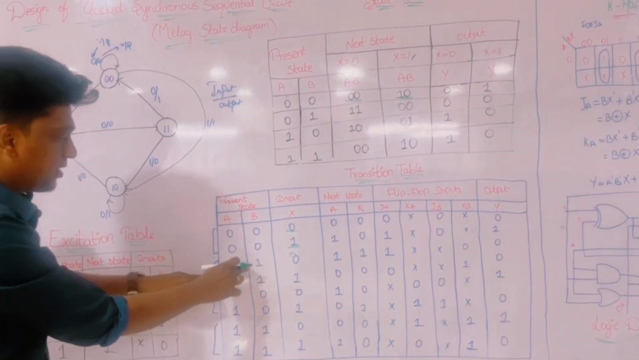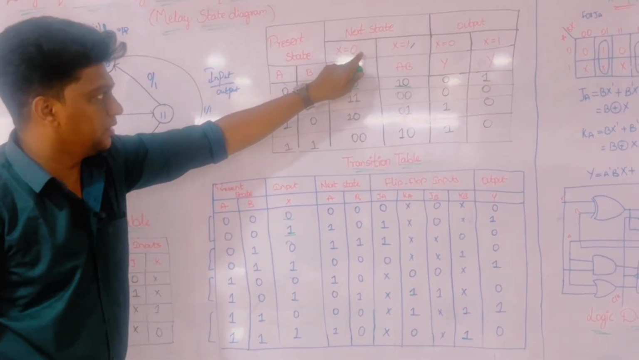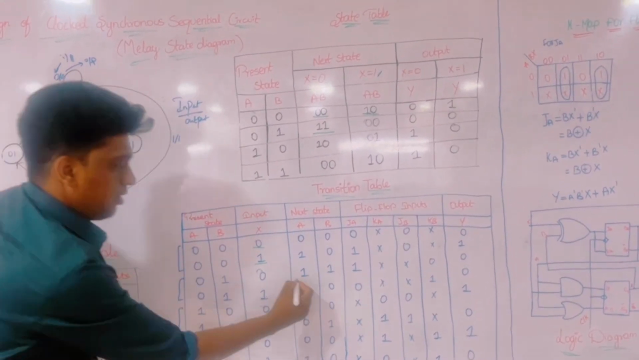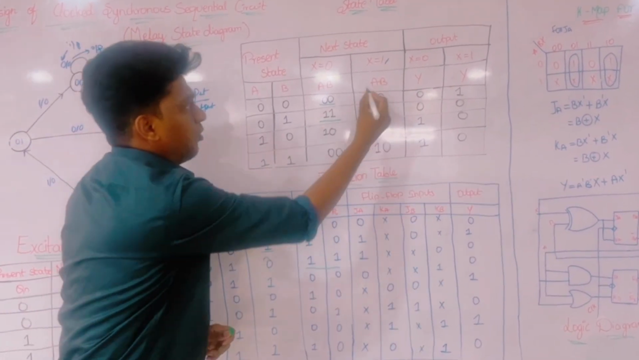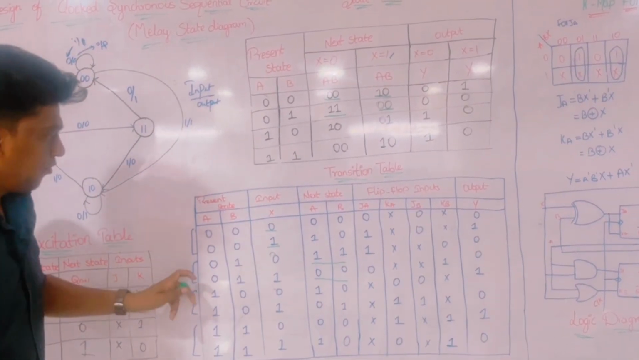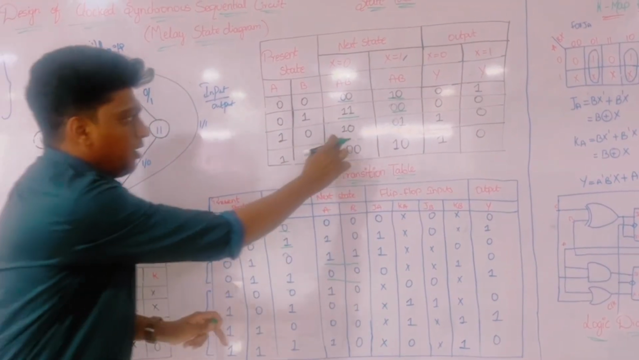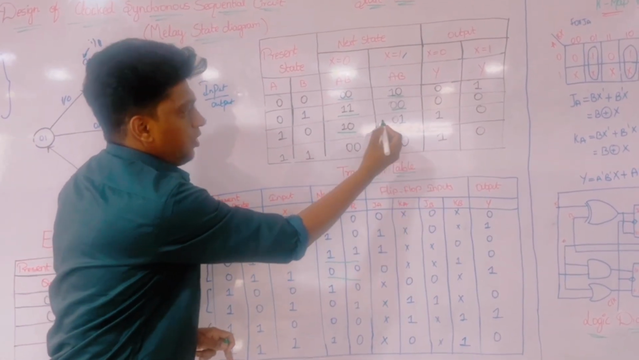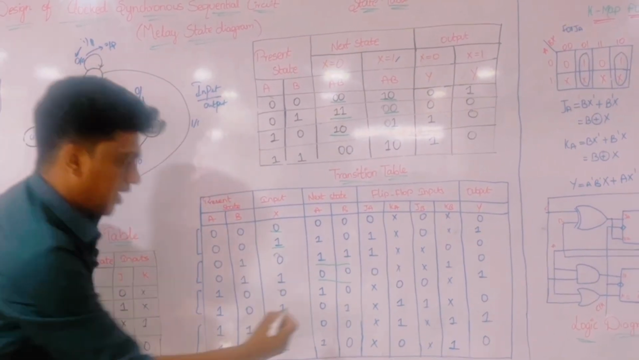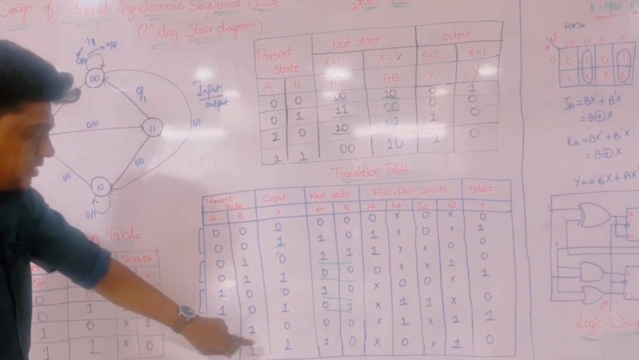Okay, now for the state 01, whenever the input is 1, the next state is 11, that is written here. When x equals 1, it is 00, written here. Now for the next present state, 10: when x equals 0, the next state is 10, and when x equals 1, the next state is 01. That's what is written here. Then for the last present state, 11.